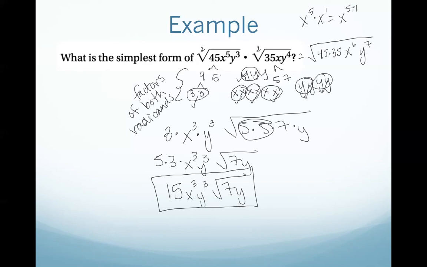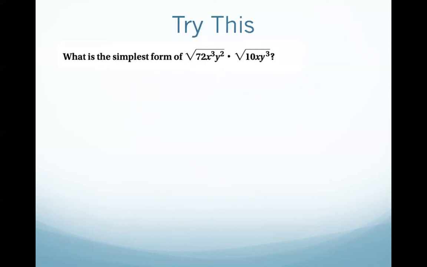But then I would end up multiplying 45 times 35 just to then factor it. So I kind of save a step by going directly into factoring. But if it's easier to see under one radical and then factoring, you're absolutely welcome to do that. Okay, so here I'm going to give you an example to try on your own, and then I will show you the answer.